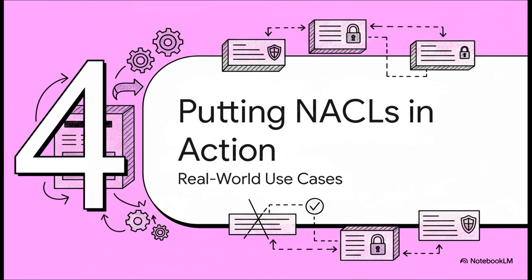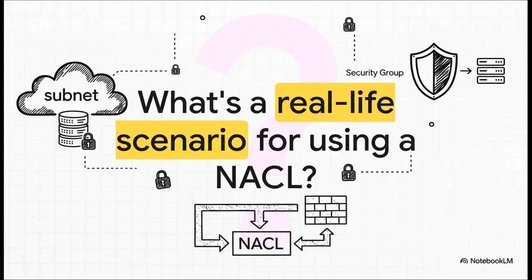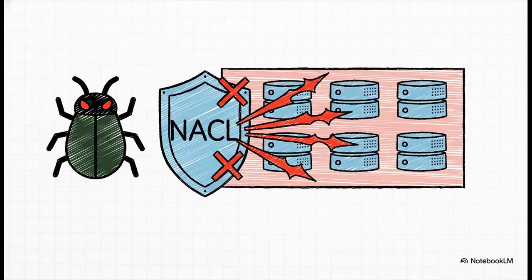Okay, that's enough theory. Let's see how you'd actually use one of these things in a real-world situation. So what's the killer use case, right? When do you actually reach for a NACL instead of just using a security group? It is this, right here. The most common and, frankly, most powerful use for a NACL is to block a specific, known bad IP address. Because it works at the subnet level, you can create one single deny rule, and just like that, you've blocked that malicious actor from reaching any of your resources in that whole neighborhood. It's a big, broad, powerful hammer.